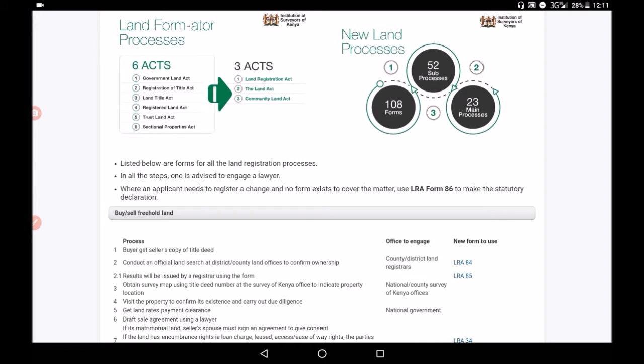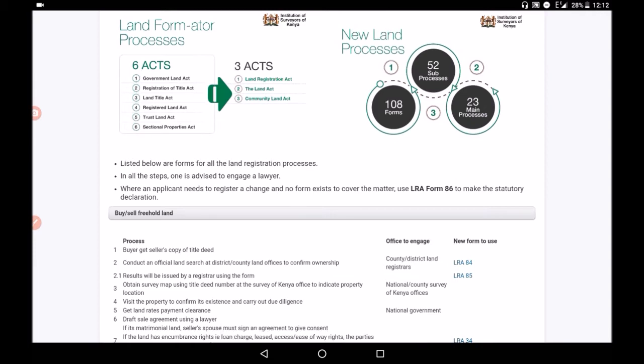So this is what you have in Kenya and how you need to own land. There are 6 acts that govern land: the Government Land Act, the Registration of Title Act, the Land Title Act, the Legislative Land Act, the Trust Land Act, and the Sectional Properties Act. These 6 acts have been grouped into 3 main acts: the Land Registration Act, the Land Act, and the Community Land Act.